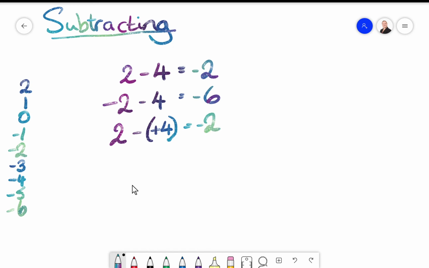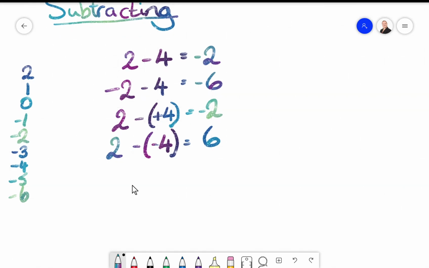Okay. If I start at 2 again, I could then take away minus 4. Here, if I'm taking away negative things, I'm taking away the bad things in your life, it is going to get better. So it's going to get better by 4. So instead of starting at 2 and then going down by 4, I'm now going to go up by 4. So it's going to get me to 6.